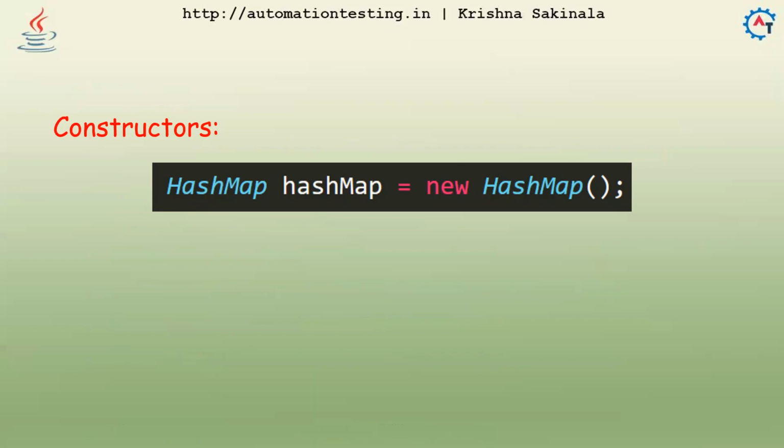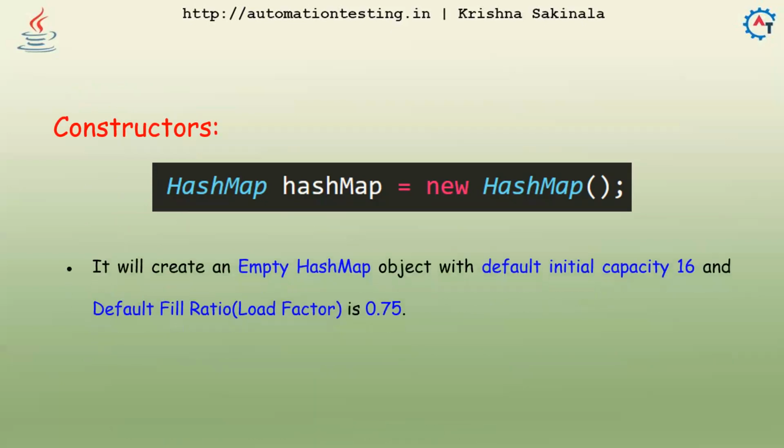The basic constructor is new HashMap. It will create an empty hash map object with the default initial capacity 16 and default fill ratio 0.75. That means if it fills 75% of this capacity, then we will try to create another hash map.